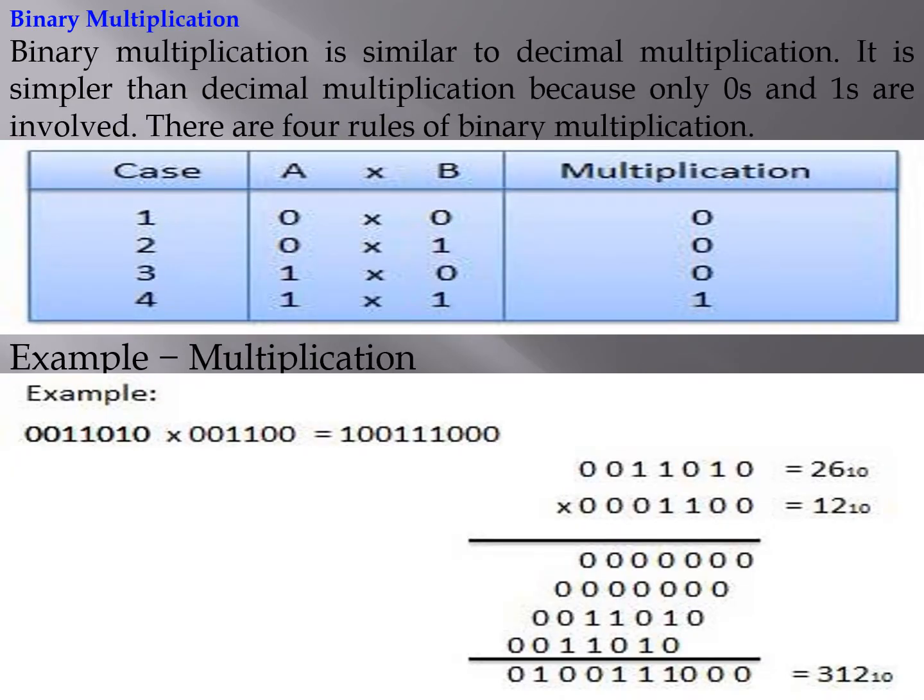Binary multiplication is similar to decimal multiplication. It is similar to decimal multiplication because only zeros and ones are involved. There are four rules for binary multiplication.